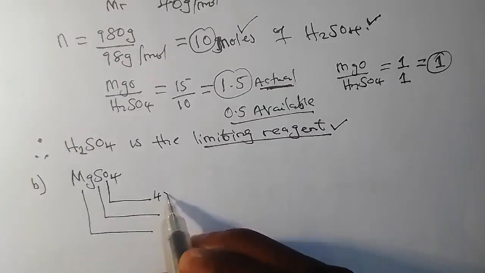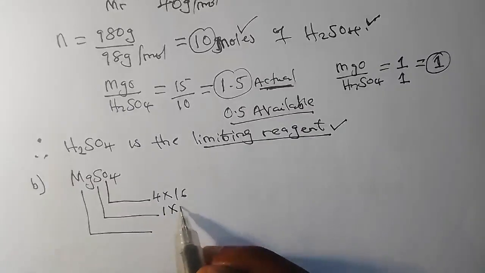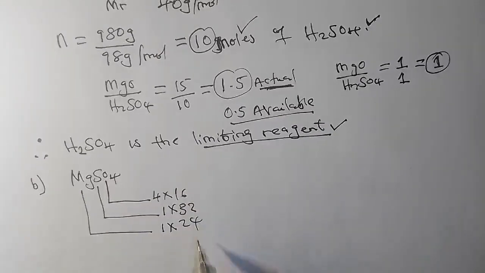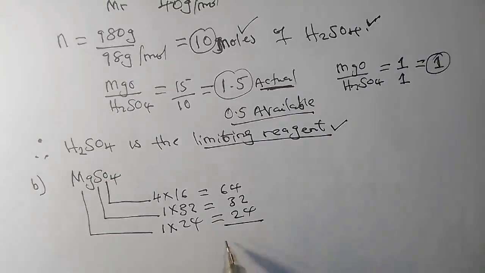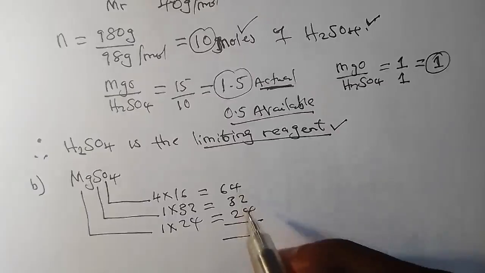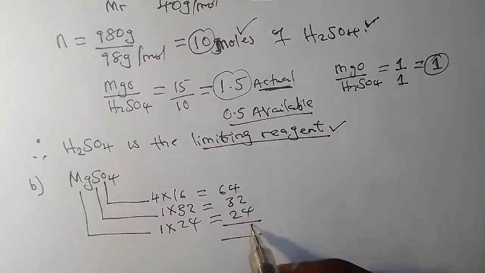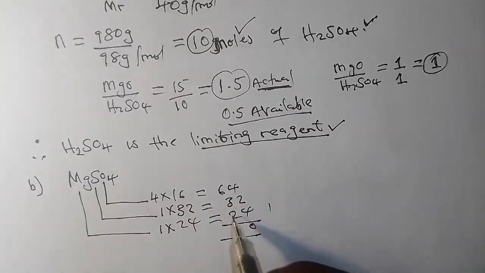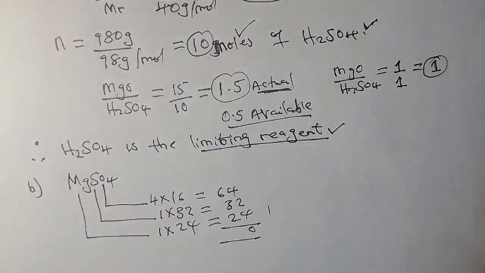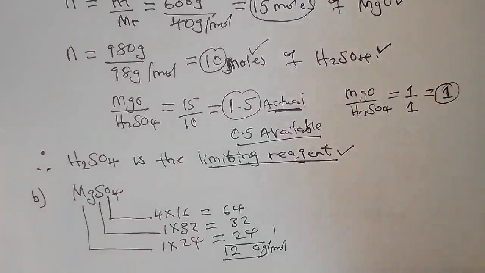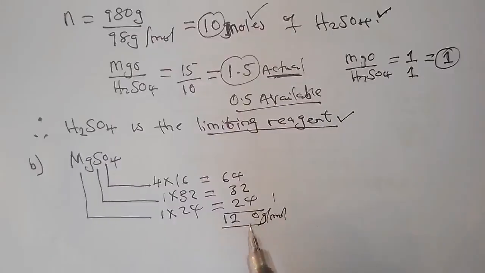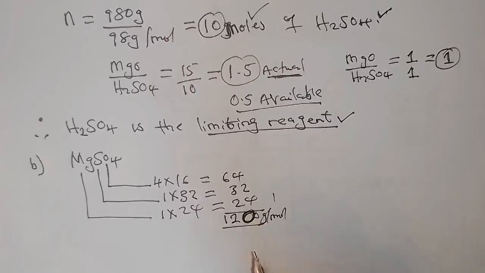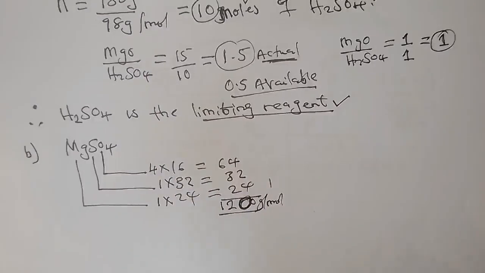So from this one you have 4 times 16, 1 multiplied by 32, and 1 multiplied by 24. So this is 64, this is 32, and this is 24. Then you add these numbers: 4 plus 2 is 6, 6 plus 4 is 10, carry 1, and so on, giving 120. So the molar mass of magnesium sulfate is 120.